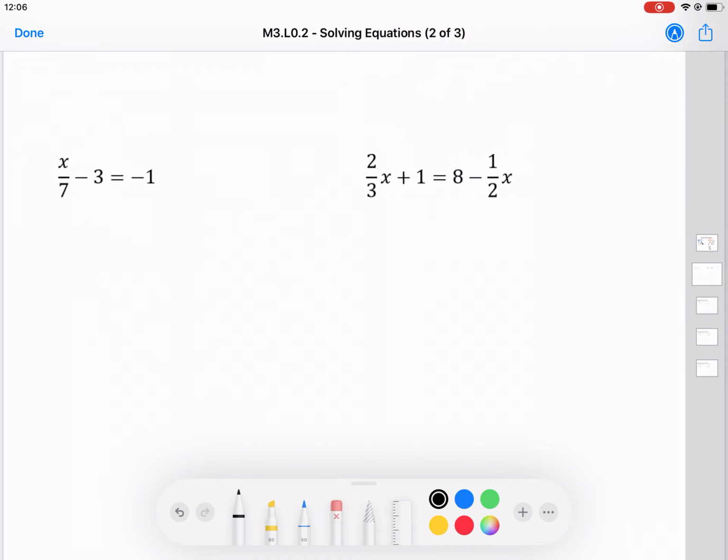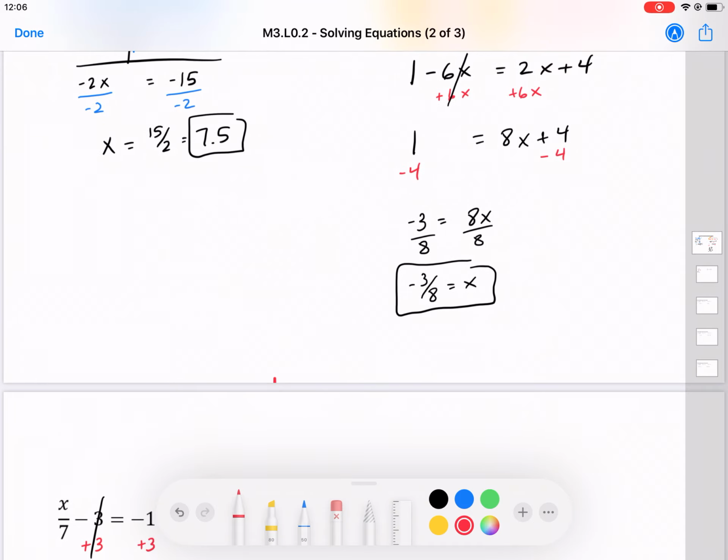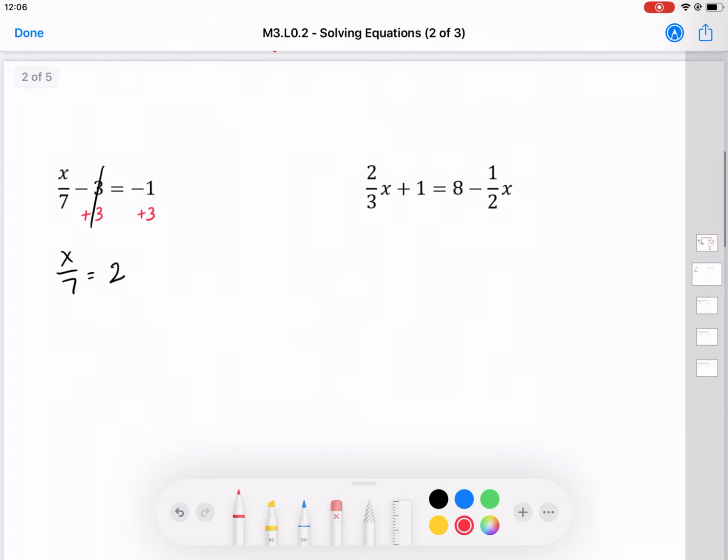Go ahead and do a couple more. So this next one scares people because there's a fraction, but it's actually just as easy. In fact, probably easier than those other two. So first thing I'm going to do is move anything added or subtracted away from that x. So I'm going to go ahead and add the 3 over. So I have x over 7 equals, and those cancel, and then negative 1 plus 3 is 2. The reason it's super easy is that before, with negative 2x equals negative 15, we divided by negative 2. This time we're dividing by 7, so to undo division, we're going to multiply both sides by 7. So you have x equals 2 times 7, which is 14, and you're done.